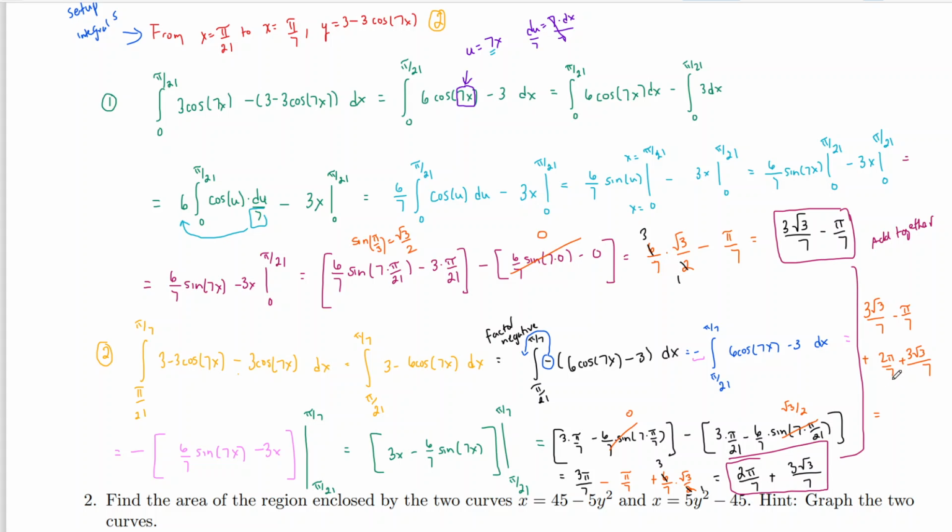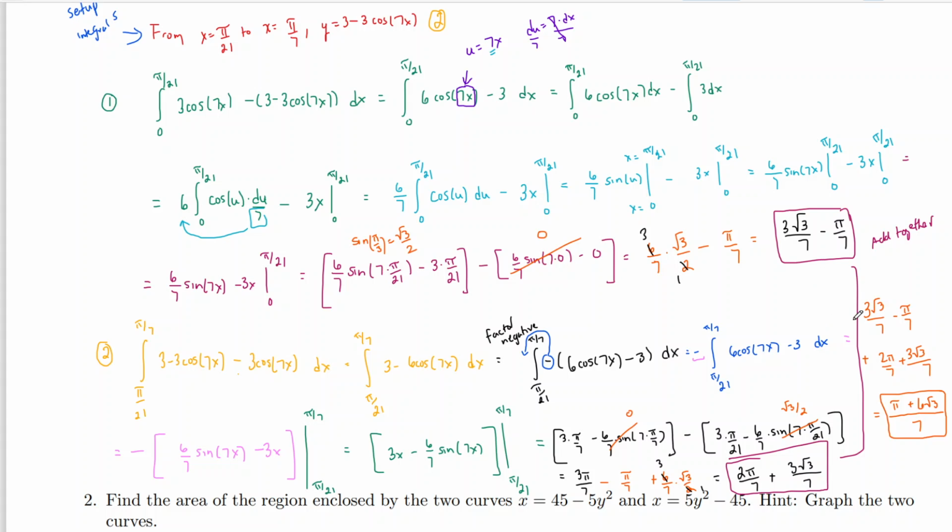Now these are all over 7, so you could make them all on top of one denominator of 7. You have 2 pi minus pi, which is 1 pi. And 3 square root of 3 plus 3 square root of 3 would be 6 square root of 3. And that is the area between these two curves.